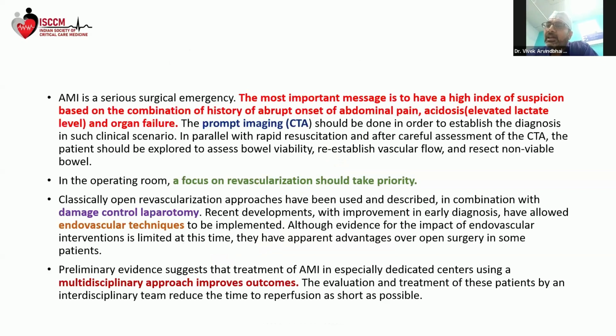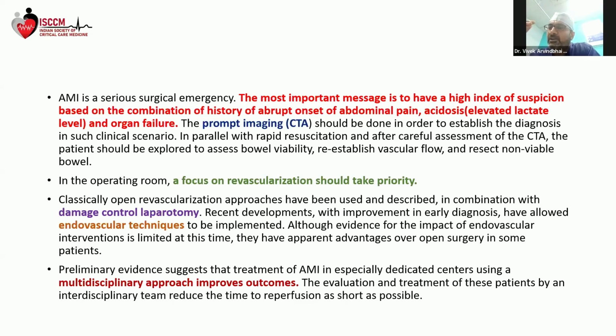As I have mentioned with all the highlighted fonts, acute mesenteric ischemia is a serious, life-threatening surgical emergency. The most important message is to have a high index of suspicion, based on the combination of a history of abrupt onset of abdominal pain along with lactic acidosis and organ failure. Prompt imaging, CT angiography, should be done to establish the diagnosis in such a clinical scenario. In parallel with rapid resuscitation, and after careful assessment of the CT angiography, the patient should be explored as early as possible to assess bowel viability, re-establish the vascular flow, and resect the non-viable bowel.